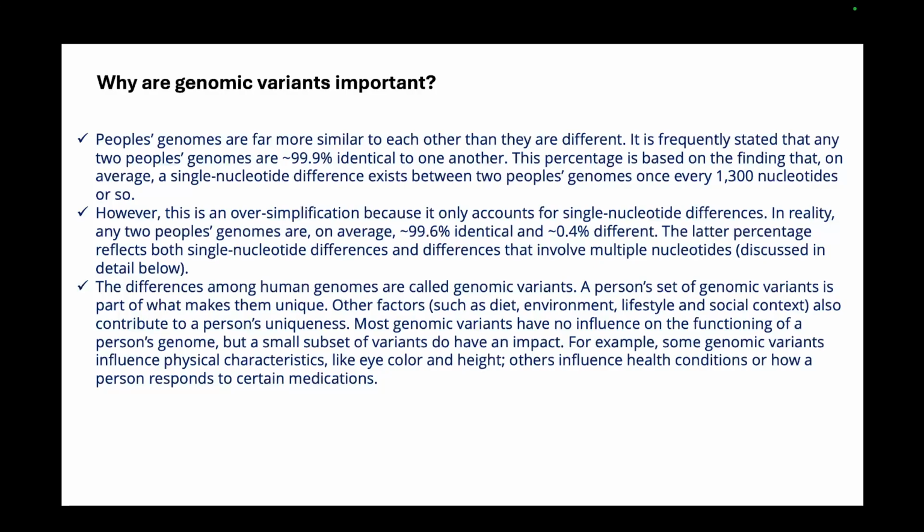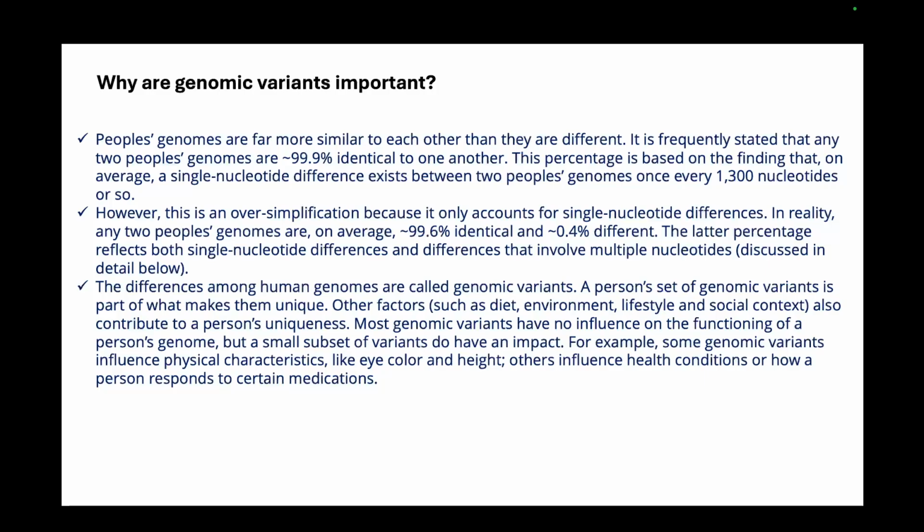Like, there are different caveats to it. If people are from the same ethnicity, same ancestral background, they'll have more similar variants. People having different kinds of ancestral backgrounds will have different kinds of variants, but on an average, it's more than 99% equal. And this percentage is based on a finding that on an average, a single nucleotide difference exists between two people's genomes once in every 1300 nucleotides or so. So that is a frequency, and that is how that number 99.9 is calculated. But this is not a fixed number. This number varies between different individuals depending primarily on their ancestral backgrounds.